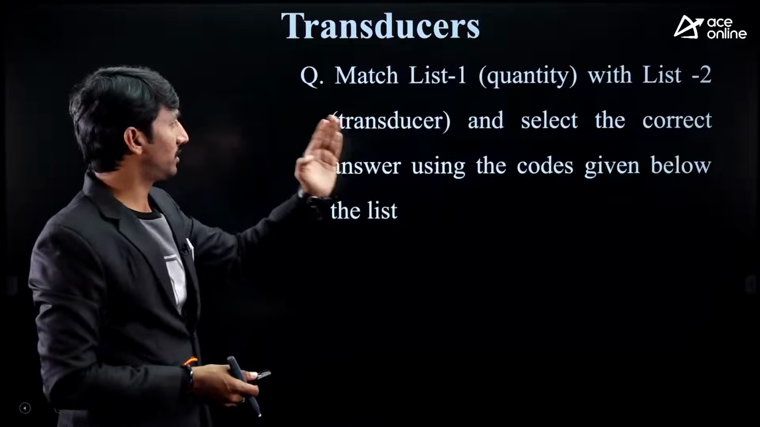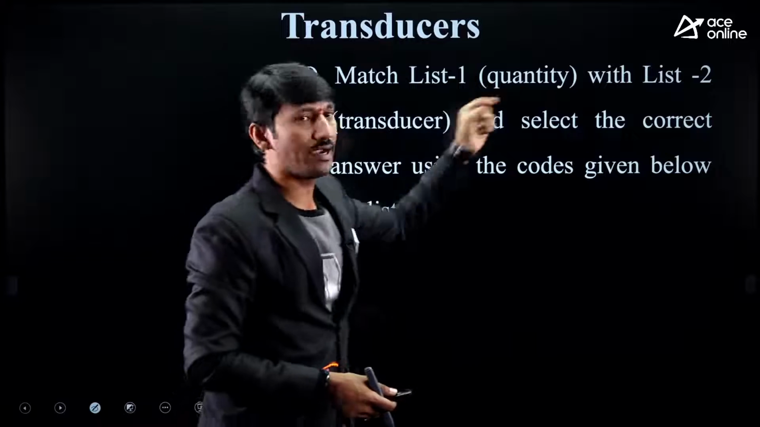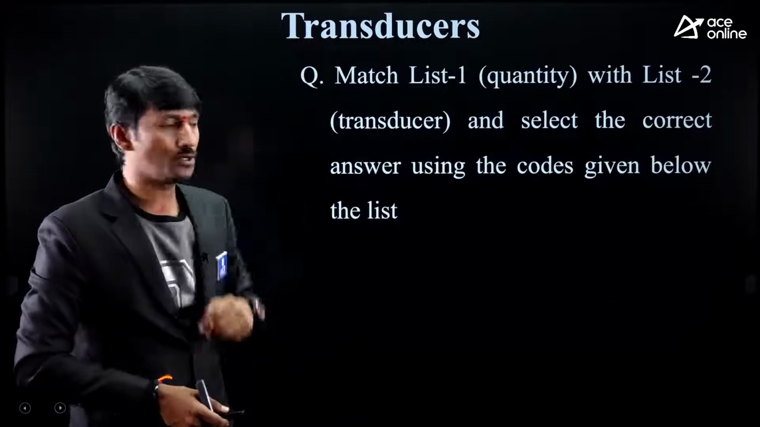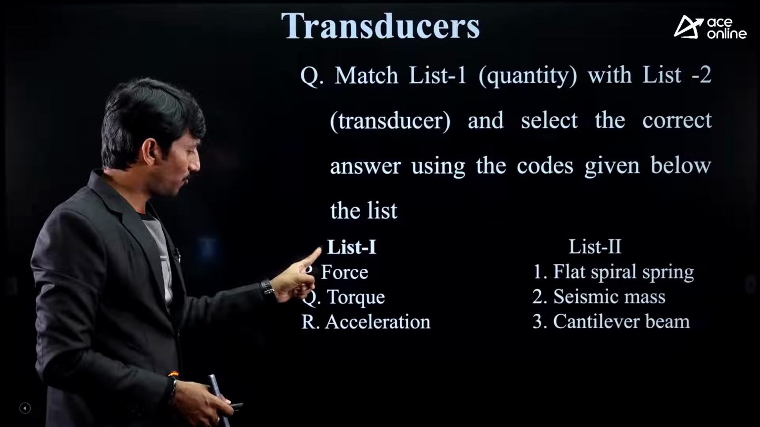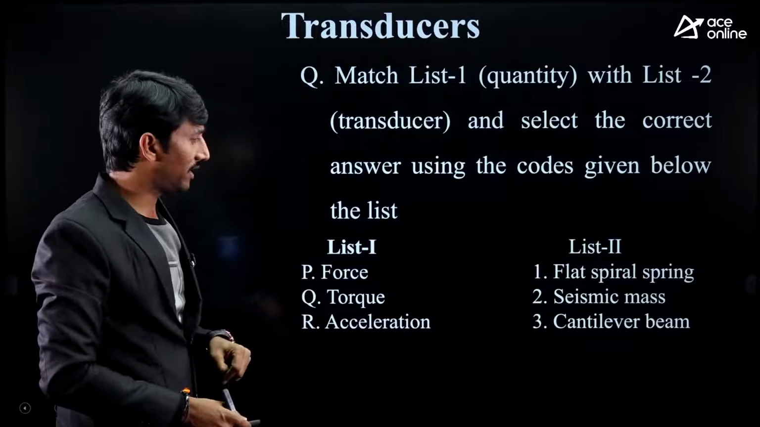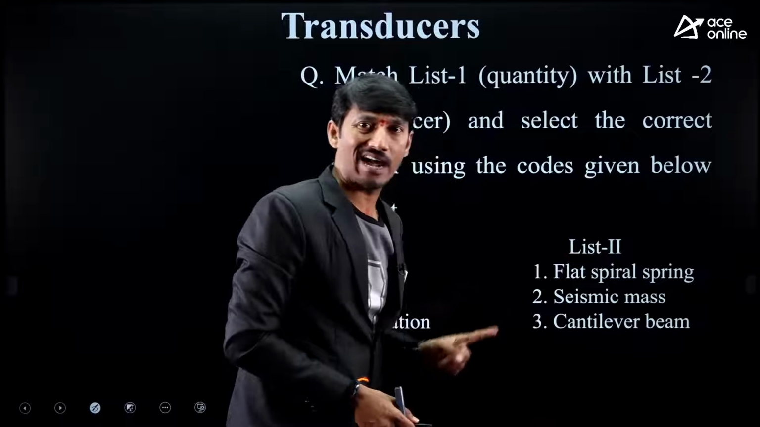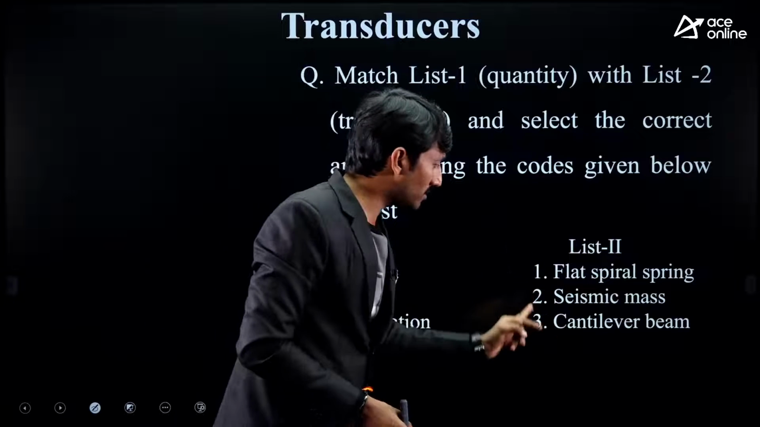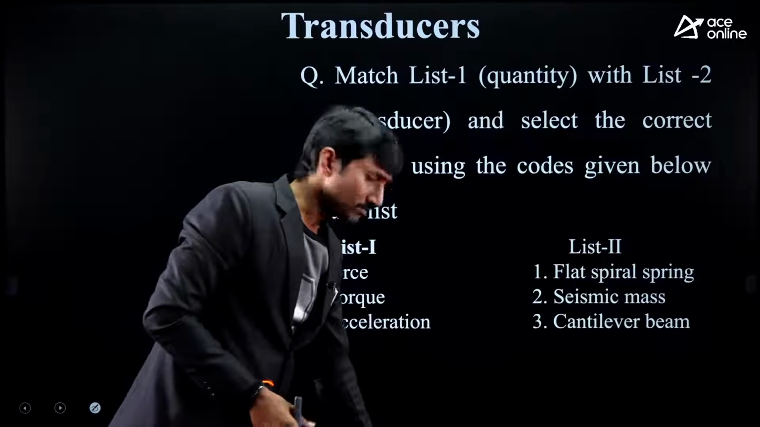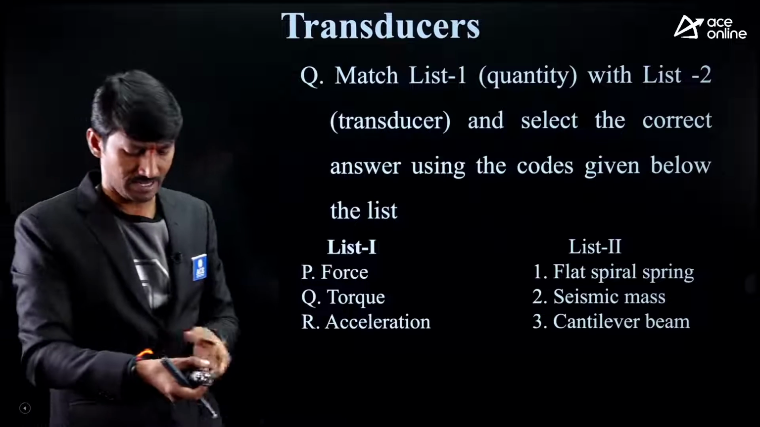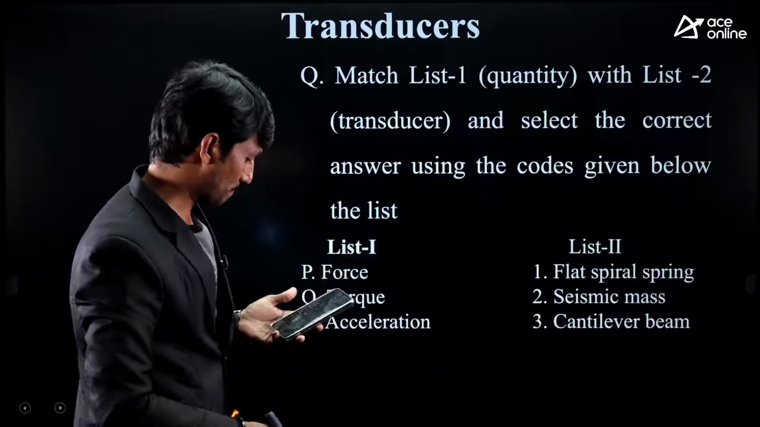Match list 1 with list 2. List 1 is the quantity, list 2 is the transducer, and we need to match them. So list 1, list 2 like this: force, torque, acceleration; spiral spring, flat spiral spring, seismic mass, and cantilever beam. Options will be given like this. Now, I am giving 30 seconds of time. Kindly try to match and respond.